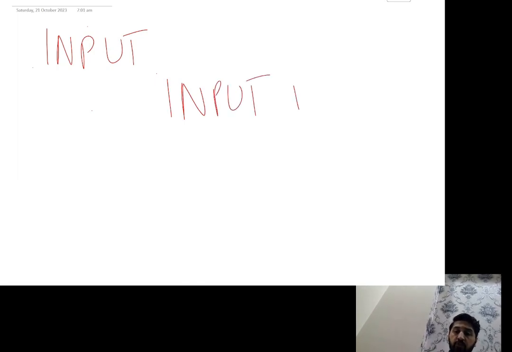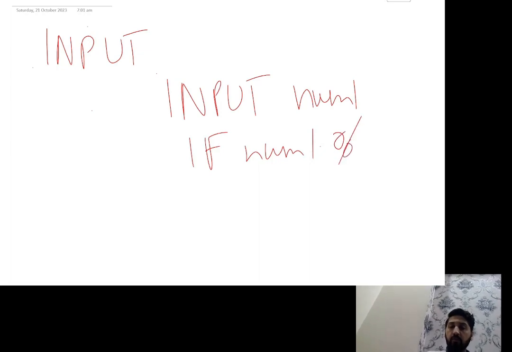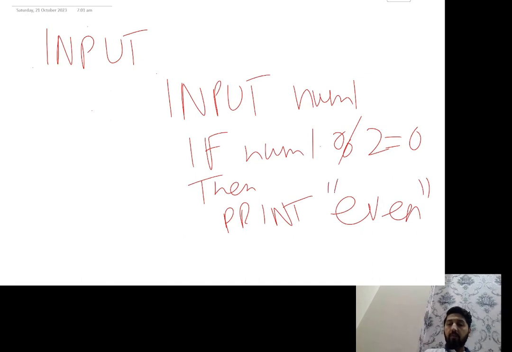Then I'm going to use the variable name, which can be, let's say, num1, and then the example could be: if num1 mod 2 equals 0, then we are going to print even on the screen. So this is a simple example for the input.